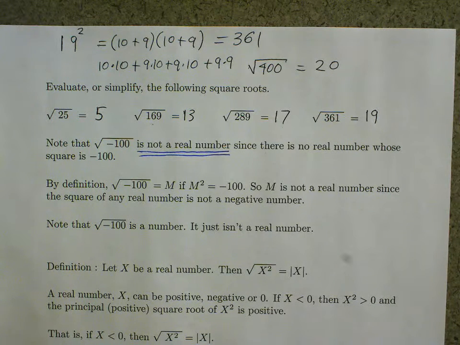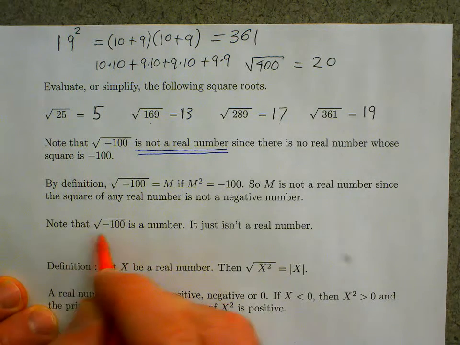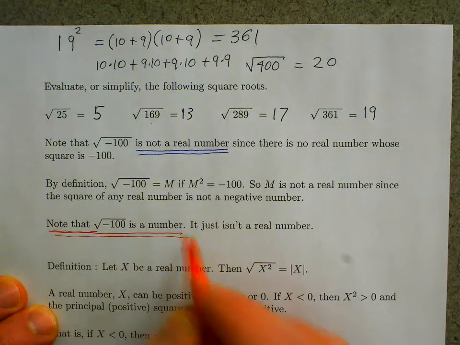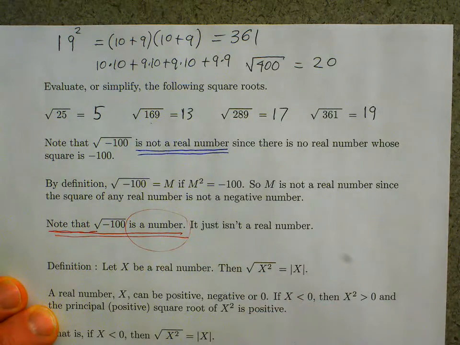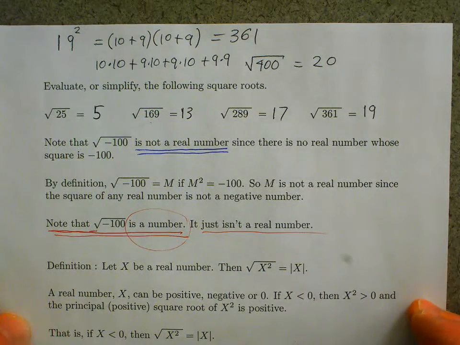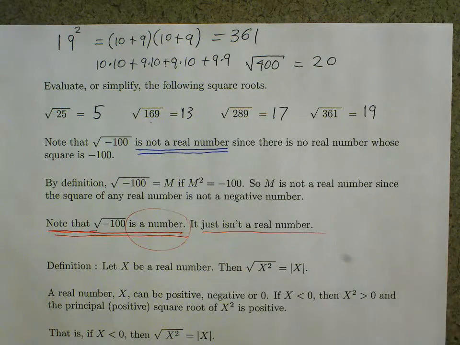One thing that you should remember, though, the square root of negative 100 is a number. It's a certain kind of number. It's just not a real number. A little bit later this semester, we will learn about square roots of negative numbers and what kind of numbers they are. They're just not real numbers.